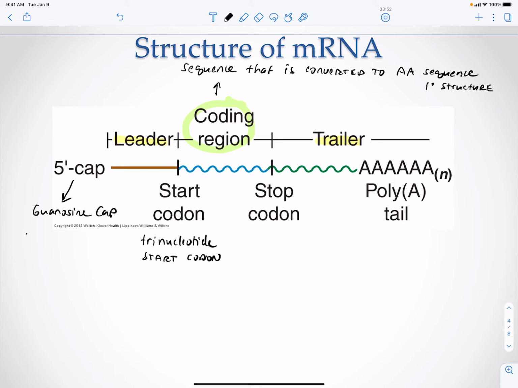And the cap is really to protect the messenger RNA from digestion by proteases. So RNA is not very stable, and if it gets out into the cytosol, we do have enzymes that will degrade it. And so your 5' cap, your guanosine cap, is there to protect it. Now your poly-A tail, or your trailer, is going to have a stop codon. And the poly-A tail can be up to 200 nucleotides long. And again, this is to protect from digestion.